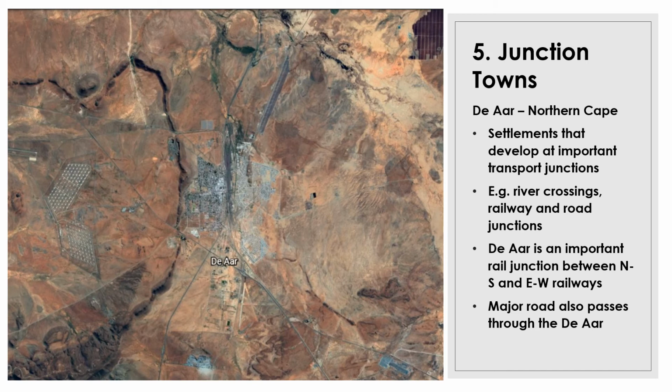The fifth one is a junction town. In this case, we're looking at De Aar in the Northern Cape. Now, De Aar is this critical junction where you've got a north-south railway line connecting to an east-west railway line in South Africa. So you can transfer goods that were traveling from north to south, and you can now transport them east to west. There's also a major road that passes through De Aar. And what's interesting is that now other things have sprung up as well. You've got a solar farm, interesting solar developments happening in De Aar, and the usual functions that you would find in a town.